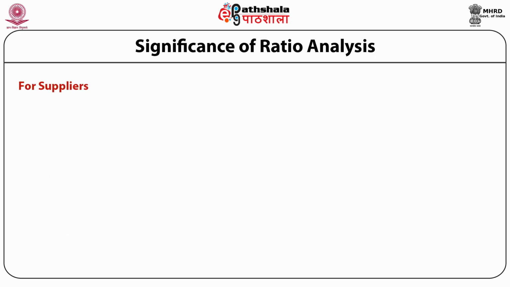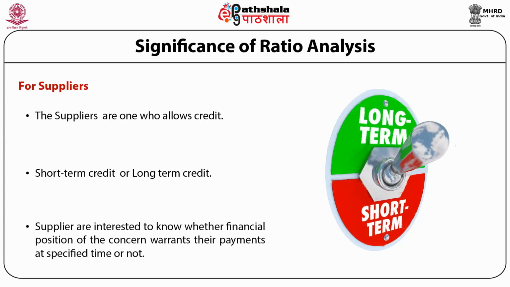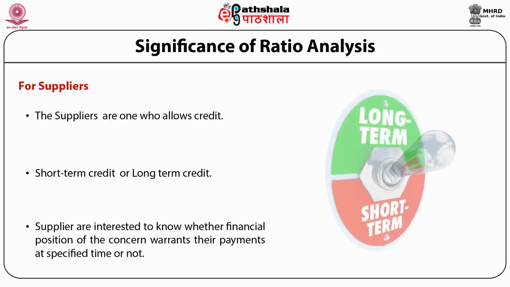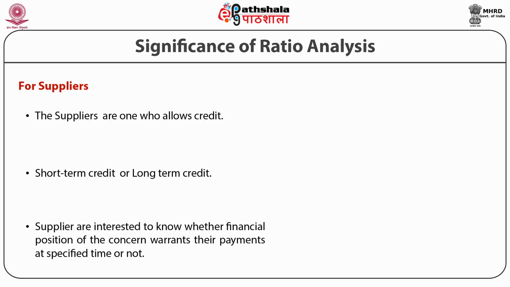For suppliers: any business firm not only deals in cash, but has to purchase and sell goods on credit as well. The suppliers extend short term credit to the concern, so they are interested to know whether the financial position of the concern warrants their payments at the specified time or not. The concern pays short term creditors out of its current assets.